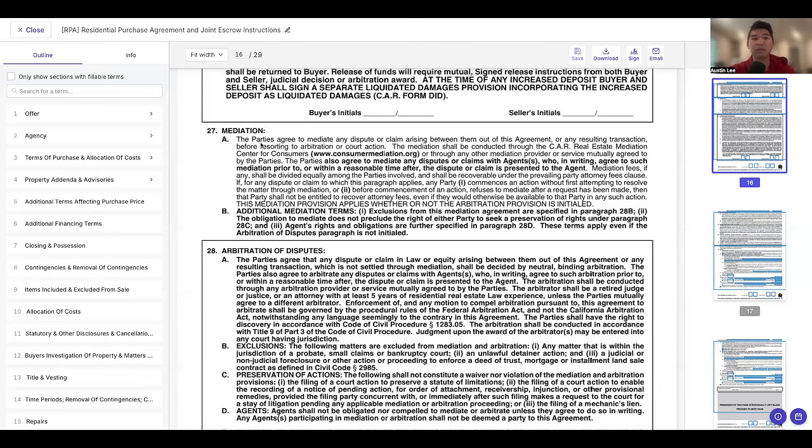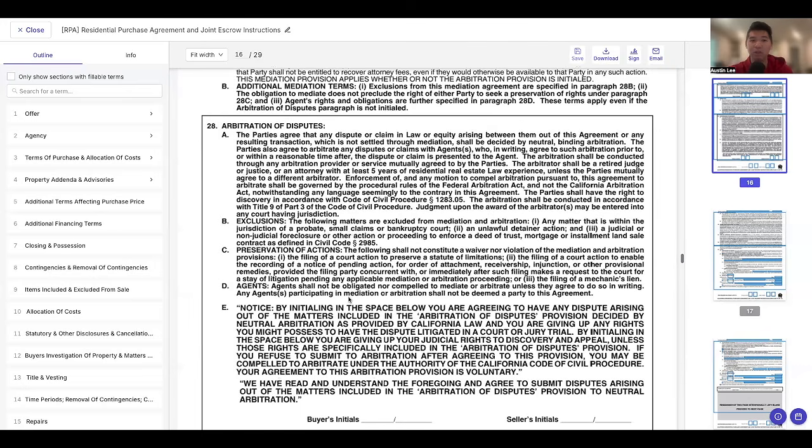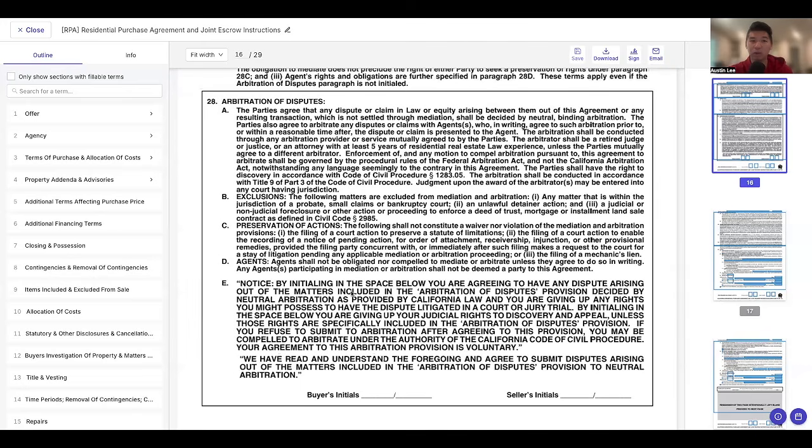So section 27, 28, this is mediation, arbitration, disputes. Let's say the buyer and seller have some conflicts, let's say the buyer says the seller did not perform the repairs, something like that. It could be really anything regarding this transaction, but they would agree to go to a neutral arbiter. So 27, 28 pretty much agrees to that rather than going to court. This is what you will go through instead.